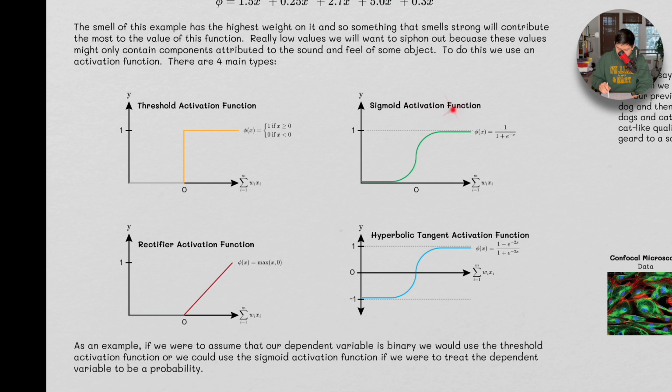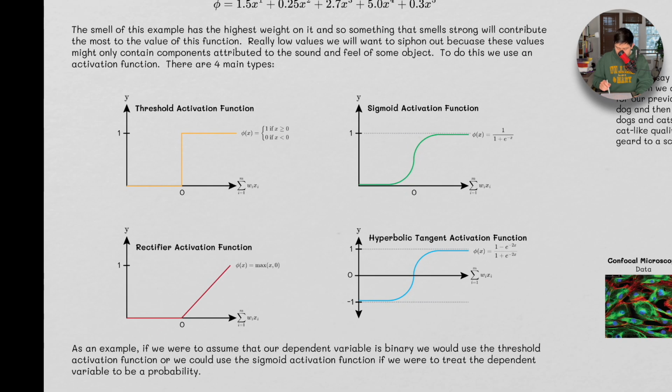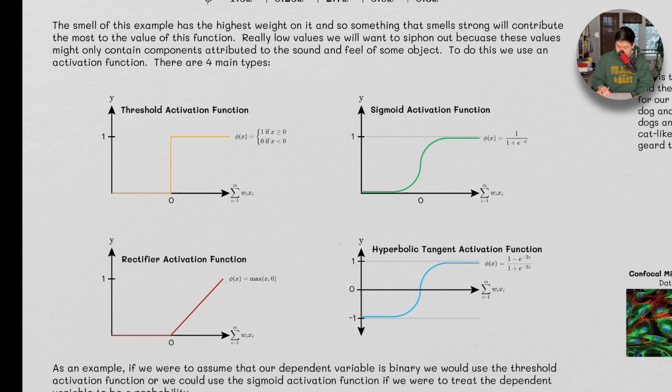We have a sigmoid activation function. It's very similar to a threshold activation function, but it takes a different form, right? It's a continuous function, and so it gives some leeway for objects that might smell strong, but not super strong, but strong enough to get past the Axon Hillock a little bit, say, for example, when we're talking about this in biology terms.